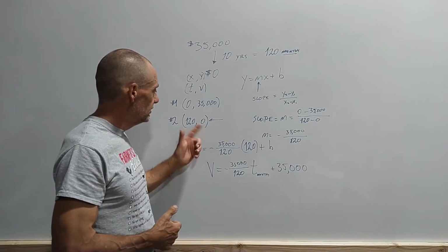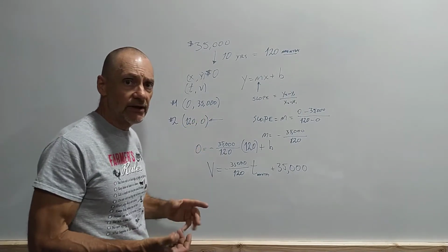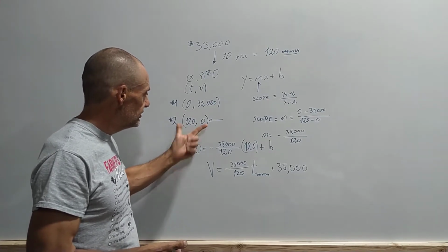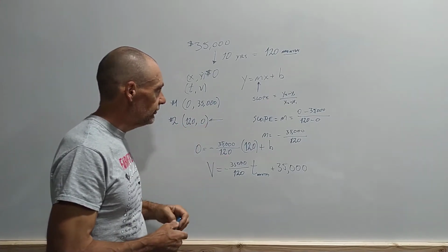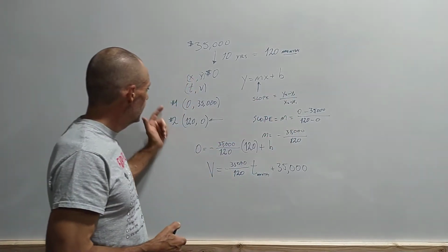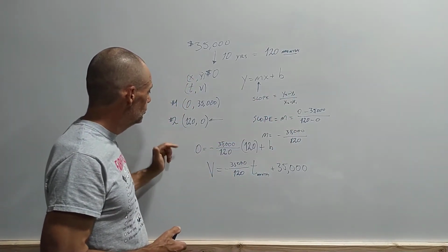So let's pick one. It's got smaller numbers. It doesn't matter. You can pick either one. Right? And let's go ahead and use this point as our plug-in point. First, we have to get the slope. So slope is y2 minus y1. I named this one 1, this one 2.